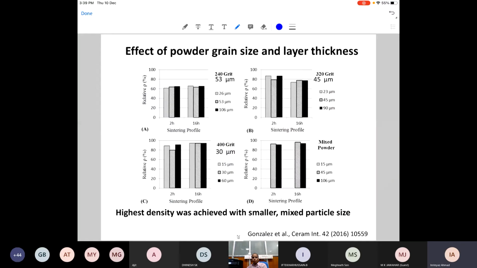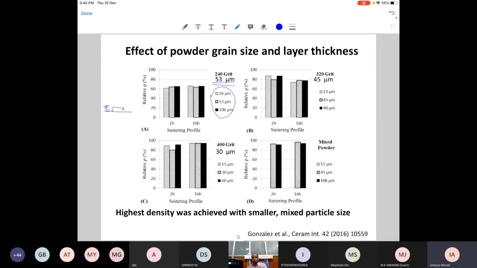Now, if you look at the powder size versus thickness, thickness means you have one layer and you build another layer on it. This is called thickness, T. So the thickness here, this part gives you thickness. And this is the size of the powder. 240 grit means 53 microns, the granule size of the powder.